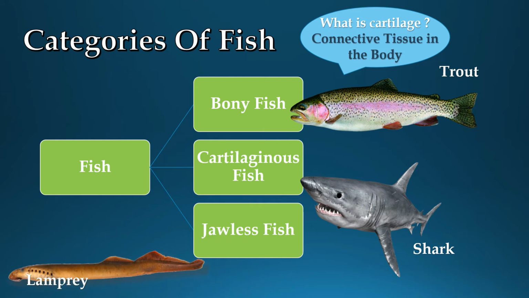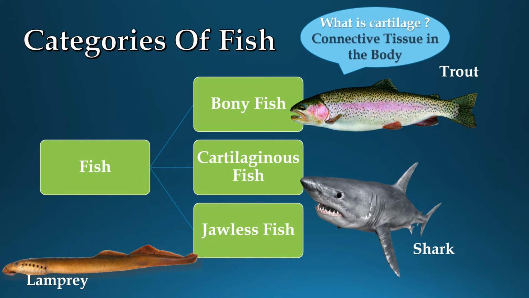So let's see examples of the bony fish, cartilaginous fish, and the jawless fish. The examples of bony fish are salmon and trout. The examples of cartilaginous fish are sharks and rays. And the examples of jawless fish are lamprey and hagfish.